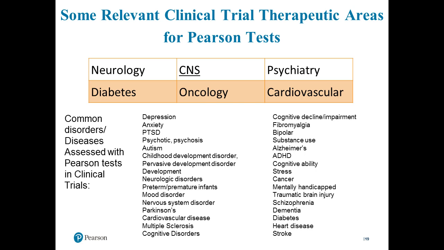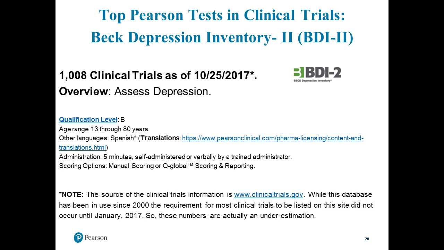So that just gives you sort of an overview. Now what I'm going to do is walk through in a summary way some of our top 11 tests in clinical trials. And I'll show you how I found this information or how I generated this, because you can do it yourself. But in terms of depression, the Beck Depression Inventory is the most utilized Pearson test presently in clinical trials.